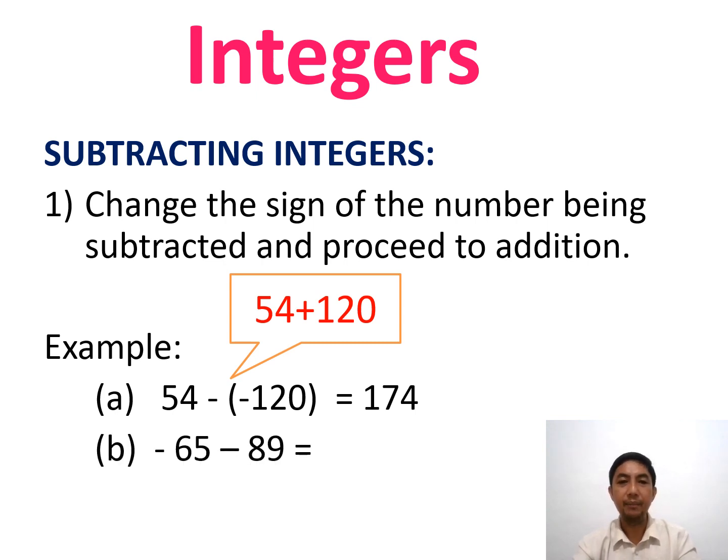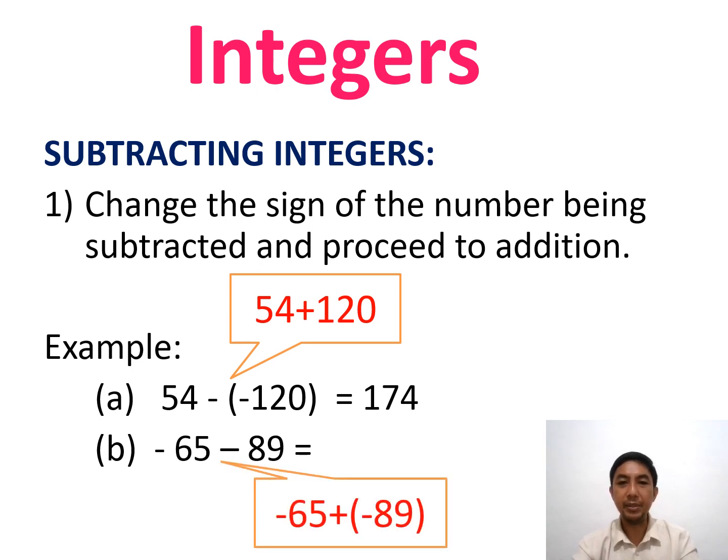Example letter B. You are given negative 65 minus 89. So we are going to change the sign of the number being subtracted. So we are given negative 65 plus negative 89. The two numbers have the same sign, which is negative. So we are going to add the two numbers.